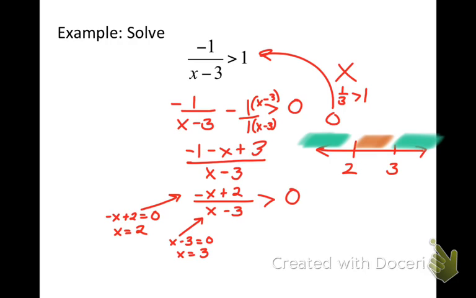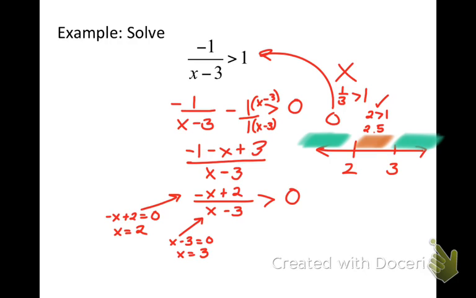Just like we did with the quadratics, it was always the outsides or the inside. So it's probably going to be the inside, but let's just check it to make sure. Someone give me a number between 2 and 3. 2.5. All right, a little bit harder to do mentally. If I do -1 divided by 2.5 minus 3, which is just -1/2, I get a positive 2. Is 2 greater than 1? Yes, so that means this is a true interval.